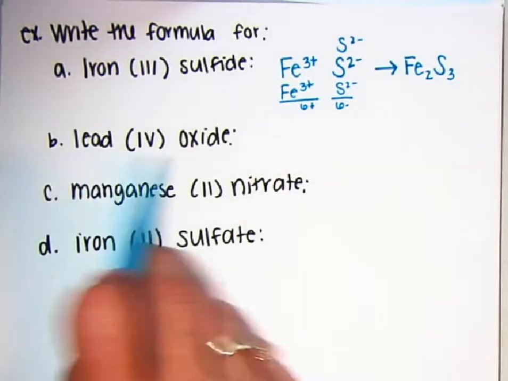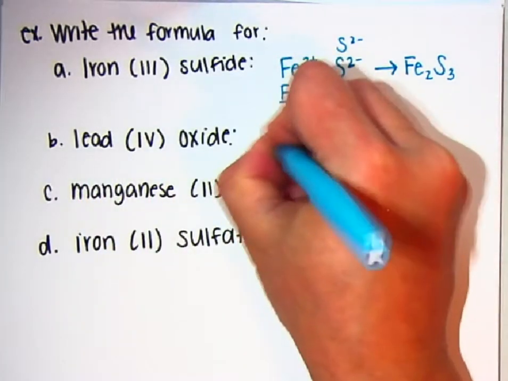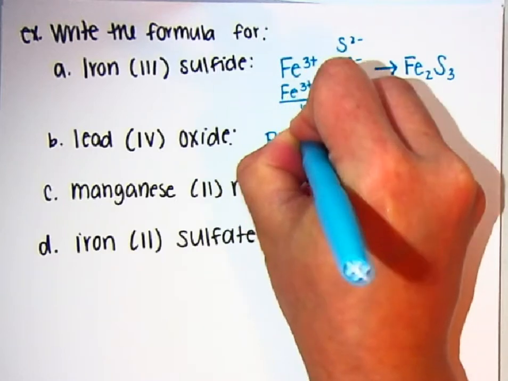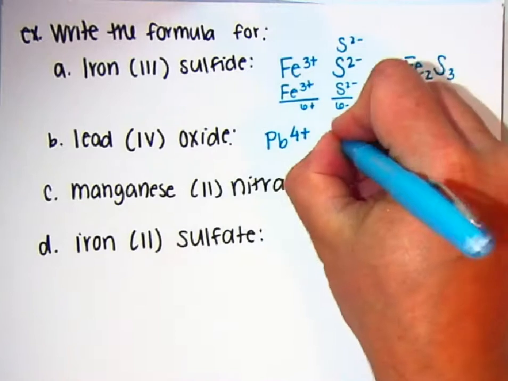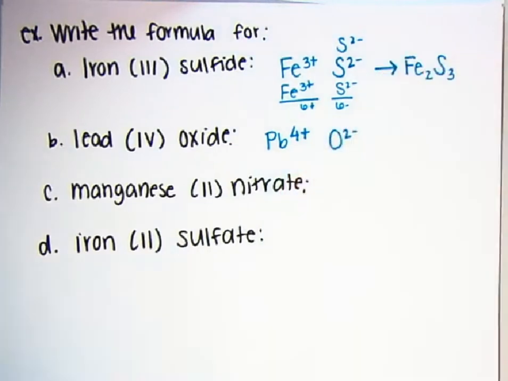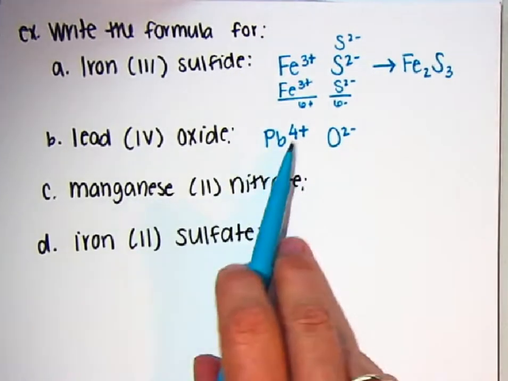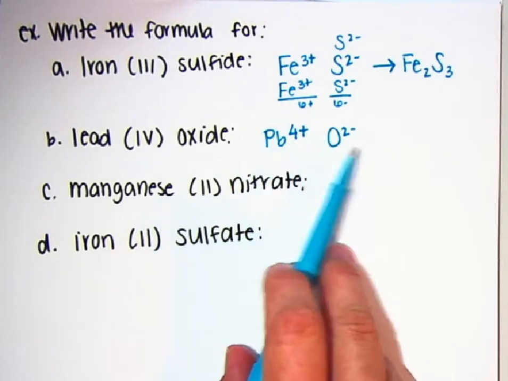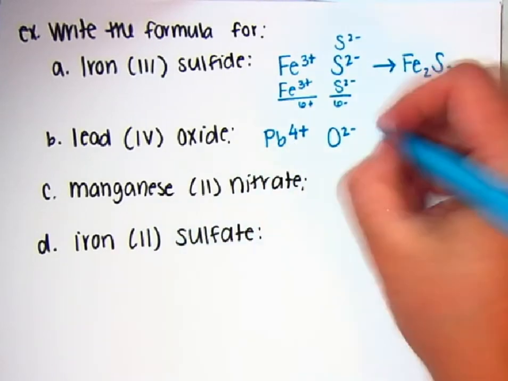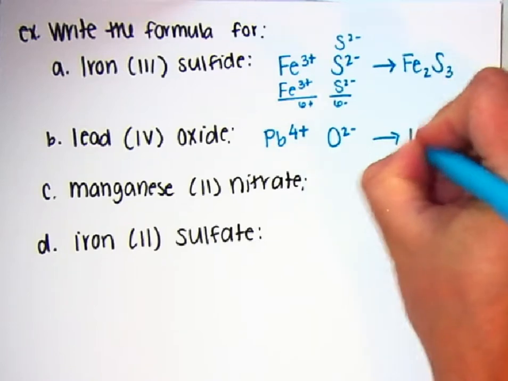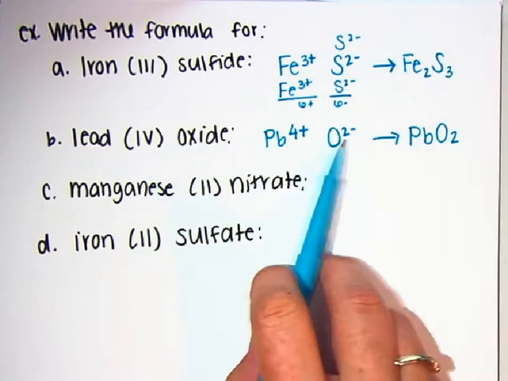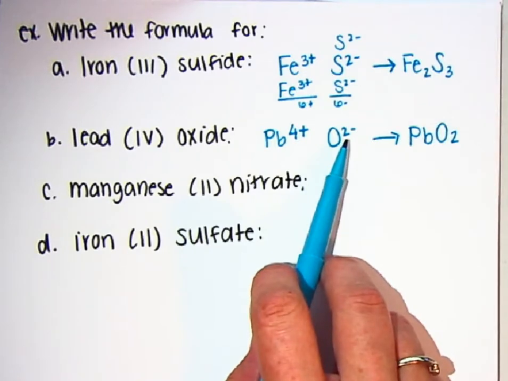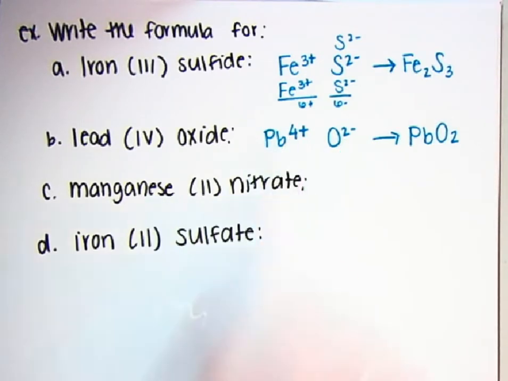B, lead 4 oxide. The Roman numeral is the charge of the cation. Oxide is oxygen. Oxygen is 2-. We need to cancel out this +4. Oxygen is only -2. So I would need 2 oxygens. 2 oxygens, each with a charge of -2, is like a -4. That's going to cancel out that +4.